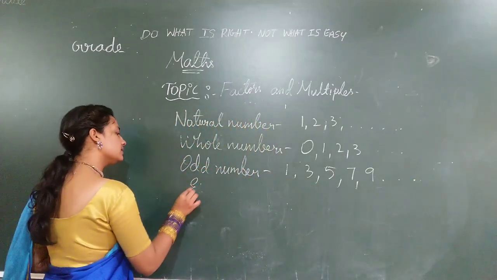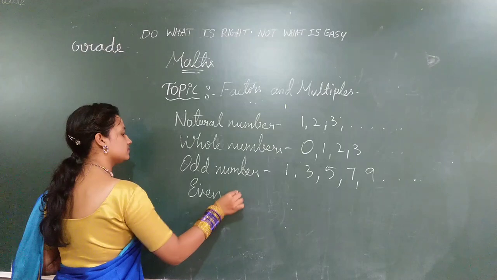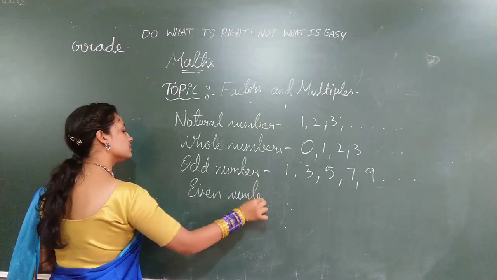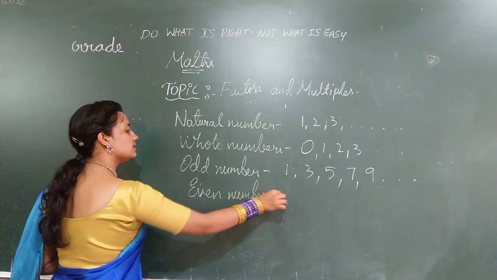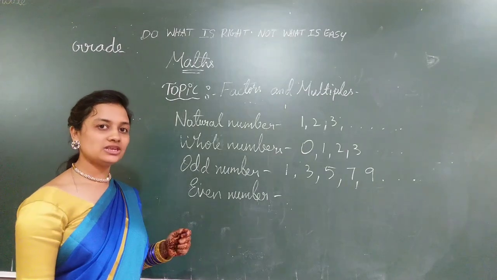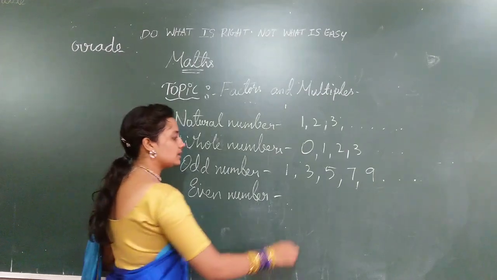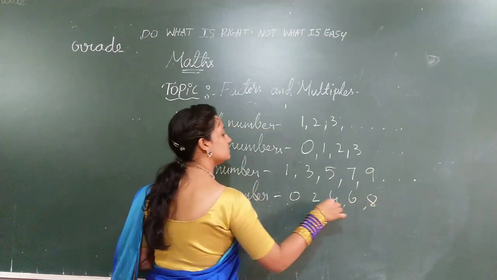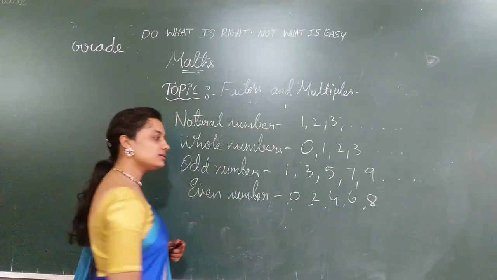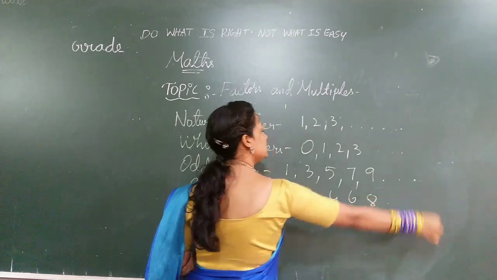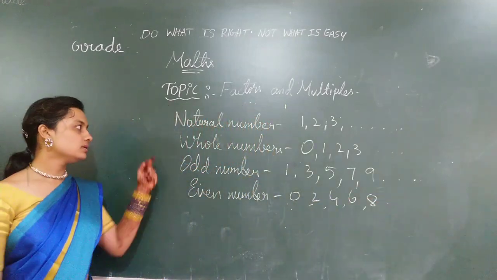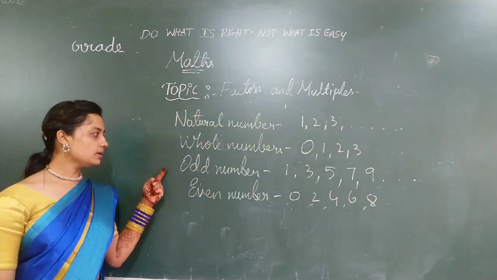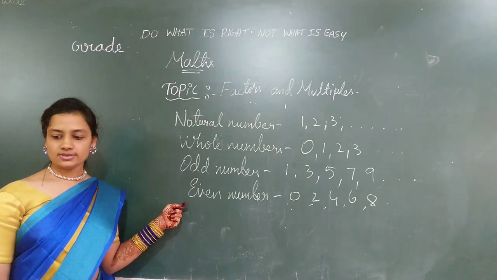Next comes even numbers. So these concepts you have already learned in the first chapter. We are just doing a recap. Even numbers are 0, 2, 4, 6, 8. These are even numbers. 10, 12, 14, it goes on. So natural number, whole number, odd number, even number.